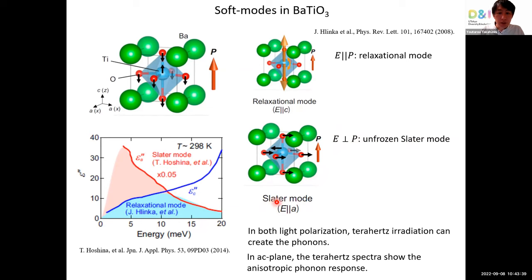And this mode is polarized perpendicular to the spontaneous polarization. Okay, the phonon response is highly anisotropic. Okay, so the spectrum of this Slater mode is this red one, a much stronger resonance.